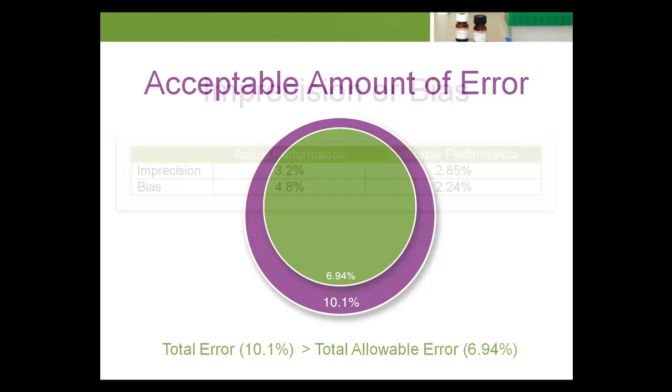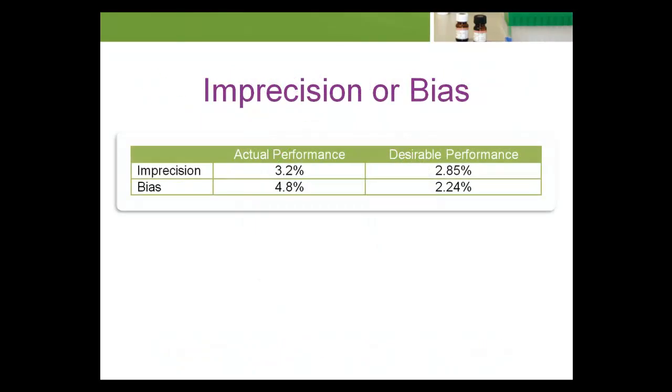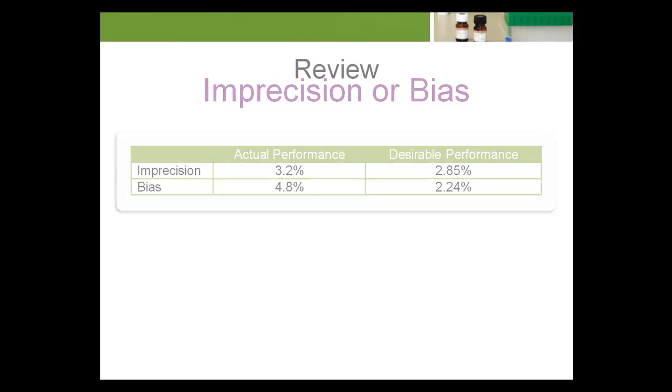To help troubleshoot the testing procedure, we can use the actual values for imprecision and bias and compare them to the selected goals. In our example, both imprecision and bias are not meeting the desired level of performance, and therefore both need to be improved to meet quality specifications.